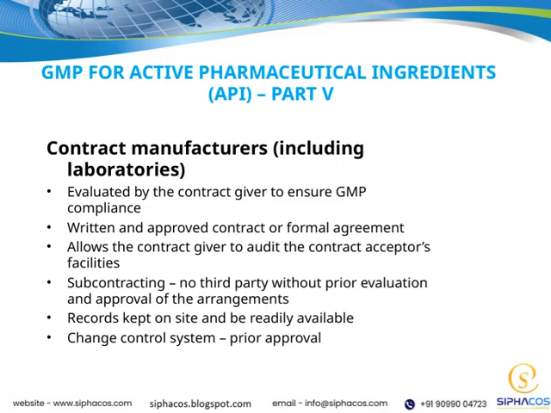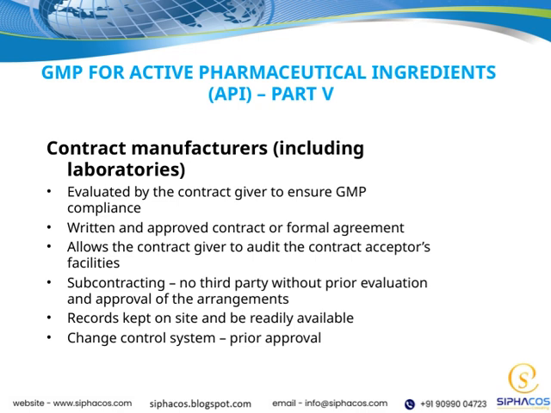Now, let's talk about contract manufacturers, including laboratories, and how we evaluate them to ensure GMP compliance. The contract giver must thoroughly assess these contract manufacturers before engaging their services. This involves reviewing and approving a written contract or a formal agreement that clearly outlines responsibilities and expectations. An important aspect of this agreement is the right for the contract giver to audit the manufacturer's facilities whenever necessary. This helps maintain oversight and ensure ongoing compliance.